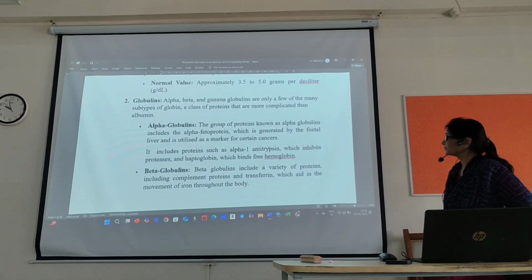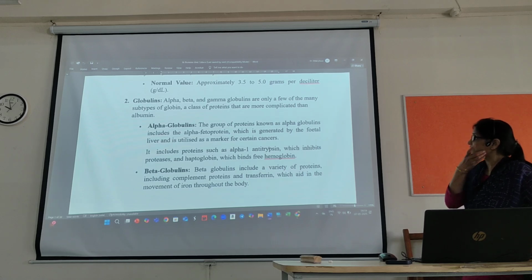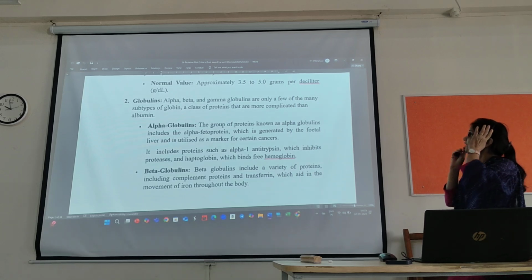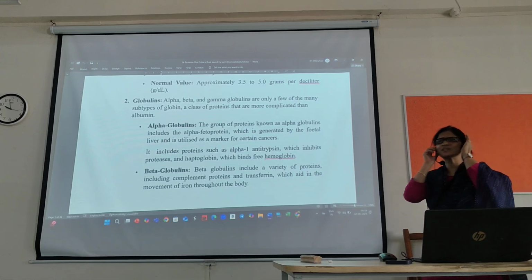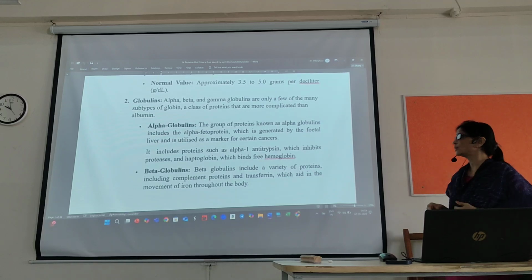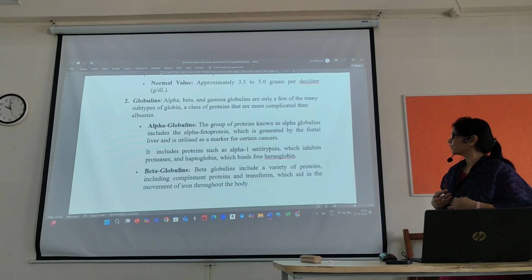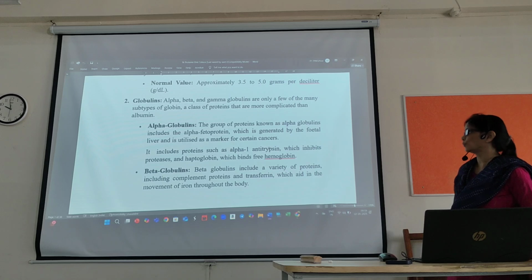Alpha fetoprotein is there. Then it includes the proteins such as alpha 1 antitrypsin, which binds the protease enzyme, and the haptoglobin also. What three types of proteins are present in alpha globulin? That is alpha fetoprotein, then alpha 1 antitrypsin and haptoglobin. Haptoglobin is a protein present in the liver. Hepato means liver, hepatocytes. Haptoglobin binds free hemoglobin.